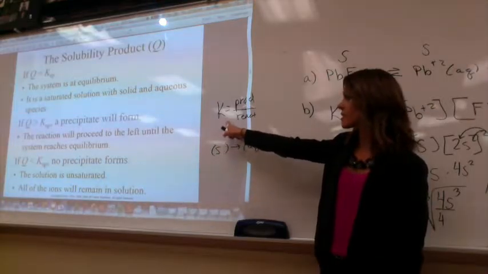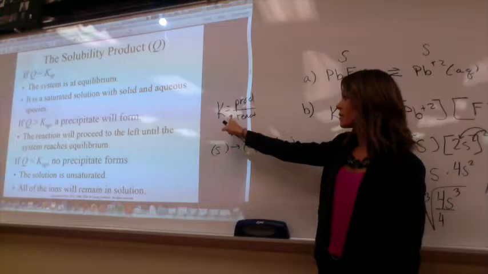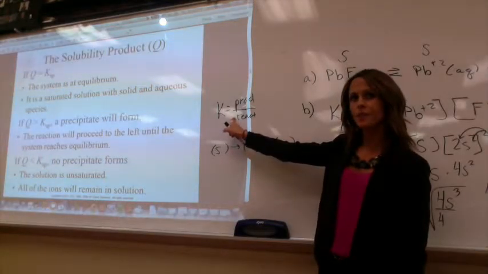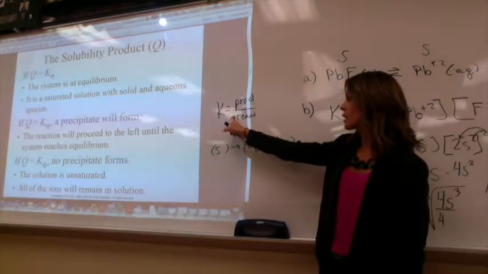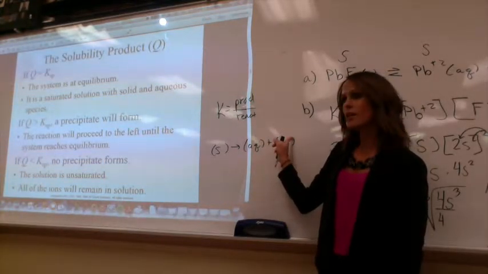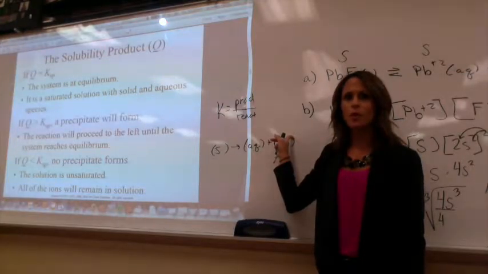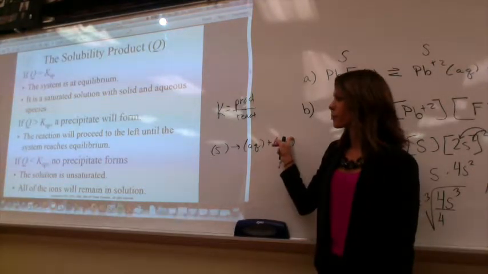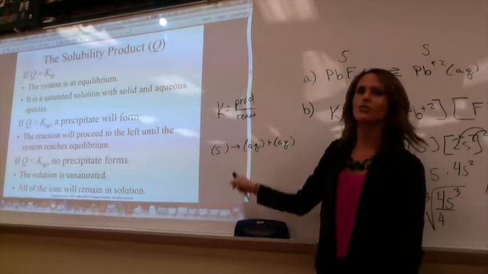If Q is less than K, what does that mean? That reactants are too big, right? Because the number is too small. So that means that reactants are too big, so it has to drive to make more products. What are your products? Ions. So it's going to dissolve more to make more ions. Write something down on this slide. Maybe like these things that I just wrote for you.